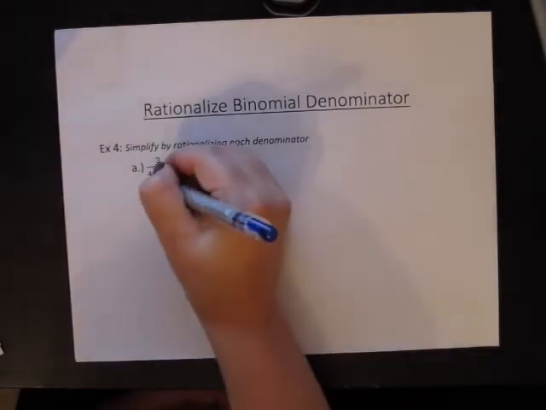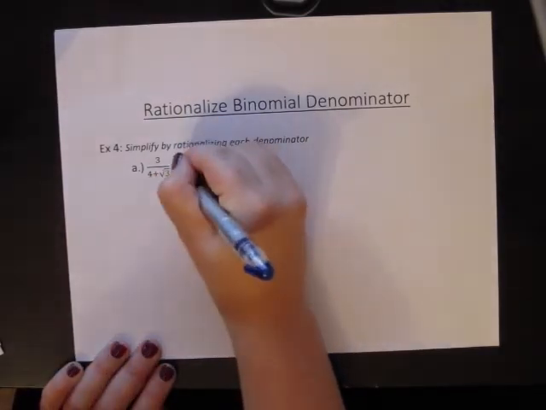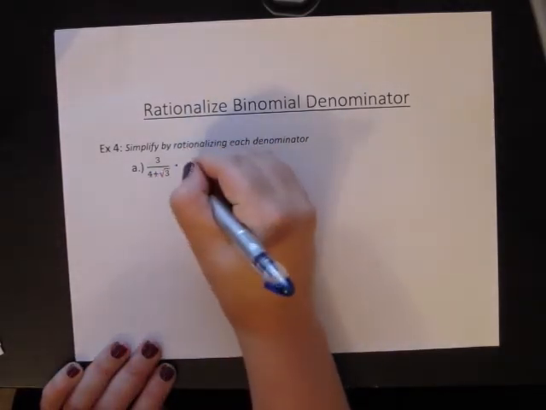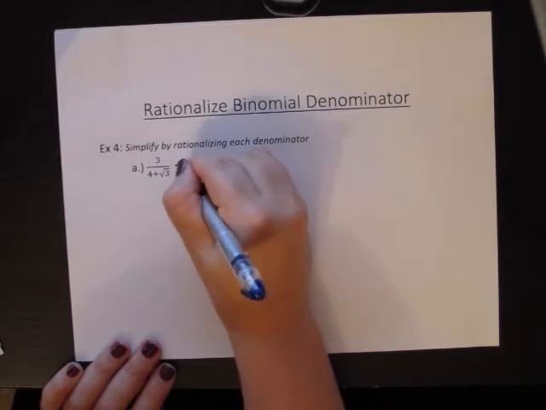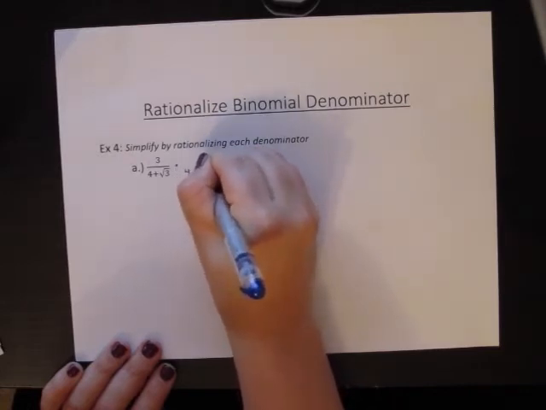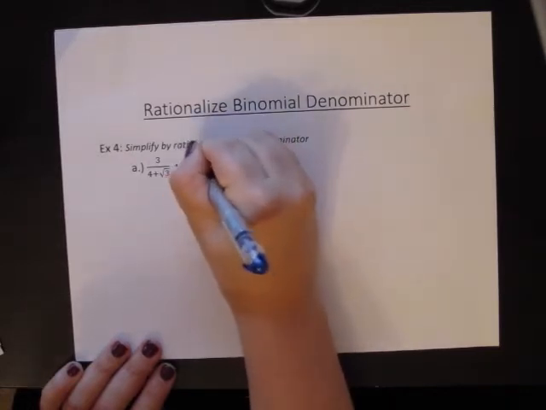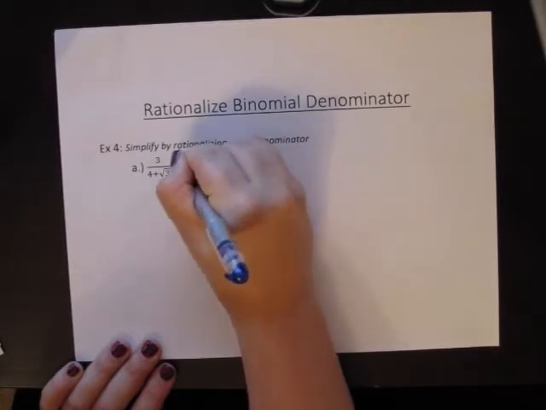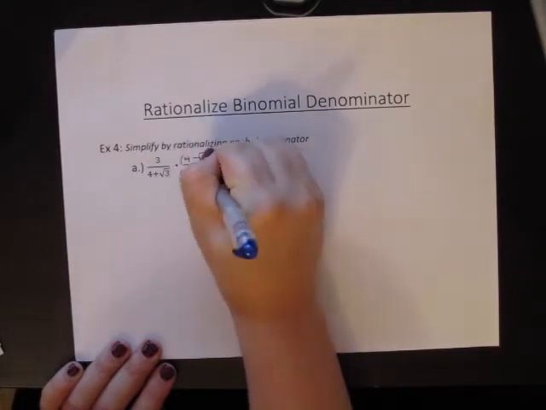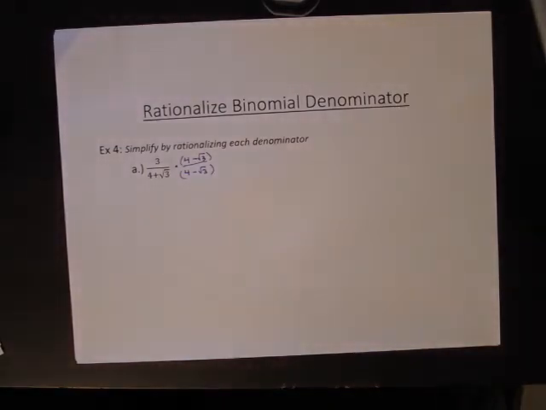So if I have 3 over 4 plus square root of 3, first thing I have to do is multiply my bottom and my top by the conjugate. So it needs to be 4 minus the square root of 3. And what I do to the bottom, I have to do to the top. Okay, so first thing you want to do is identify your conjugate.